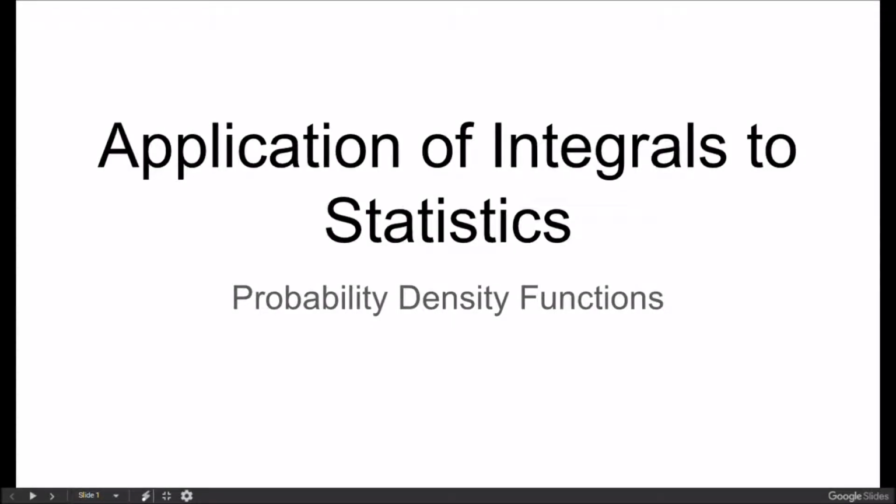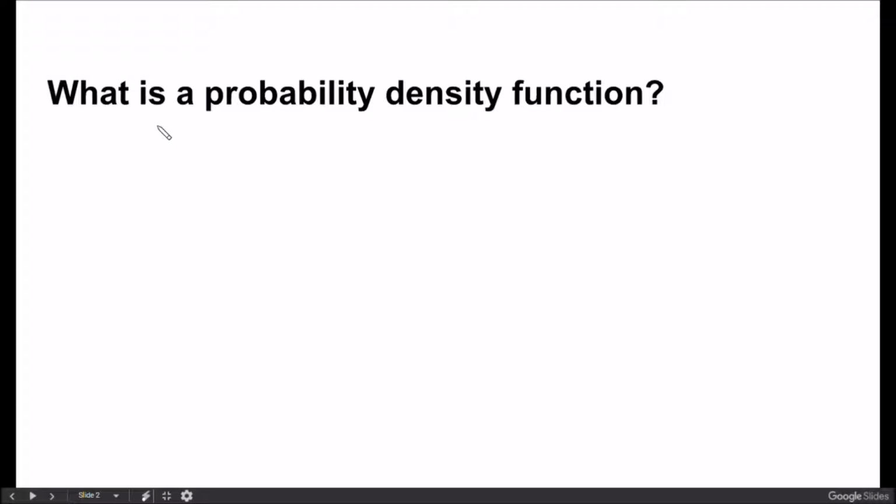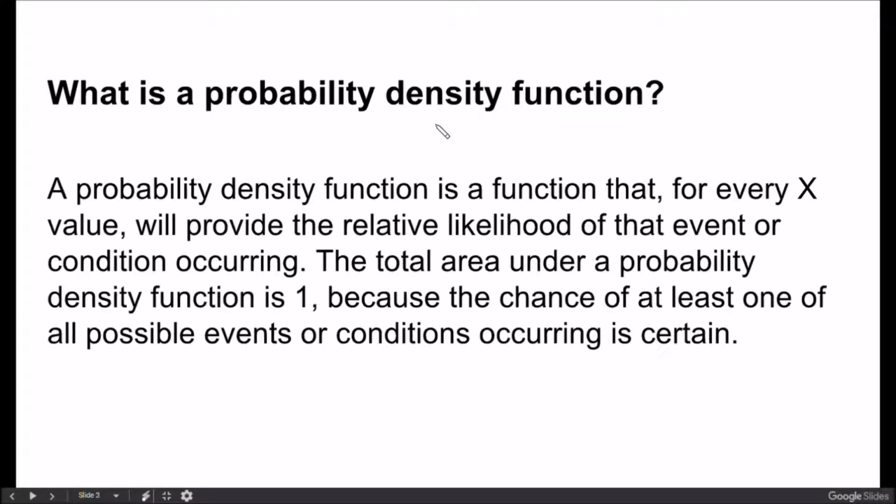Alright, so in this video we're going to be looking at probability density functions. So let's get started. So what exactly is a probability density function? Basically, it's a function that for every x value will provide the relative likelihood of that event or condition occurring.